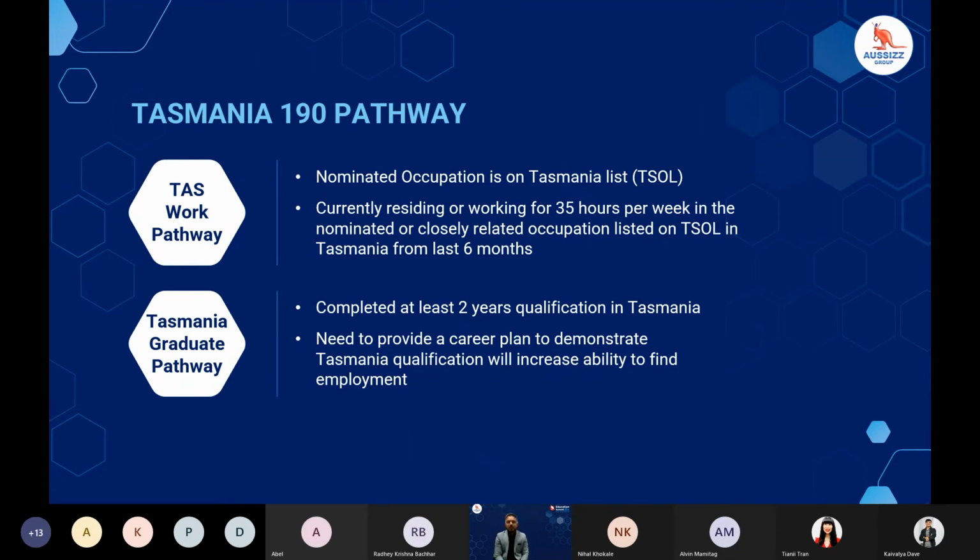Again, similar to South Australia, once you meet the criteria, you simply submit an application with the Tasmanian government, and they will assess your application. If they approve your nomination, you receive an invitation in SkillSelect.